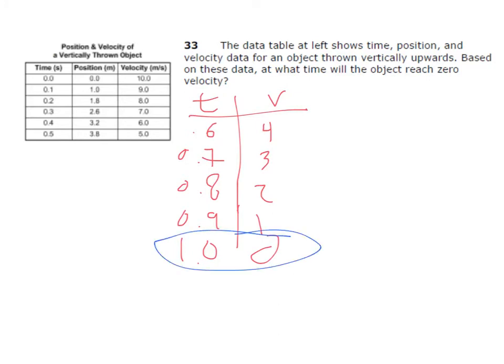So just continue this table the same way, based on predicting this data. You can see the velocity is going down 10, 9, 8, 7, 6, 5. The position is going up. Time is going up as well.